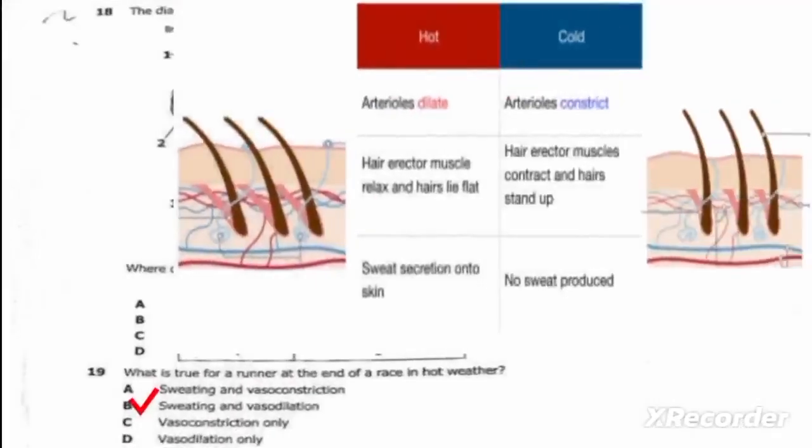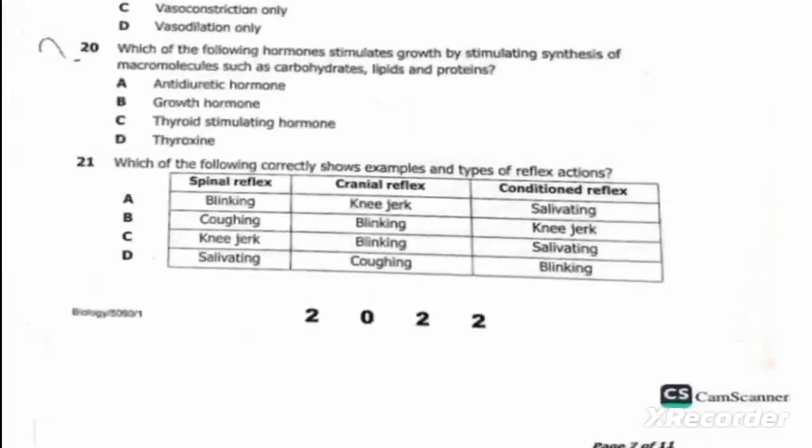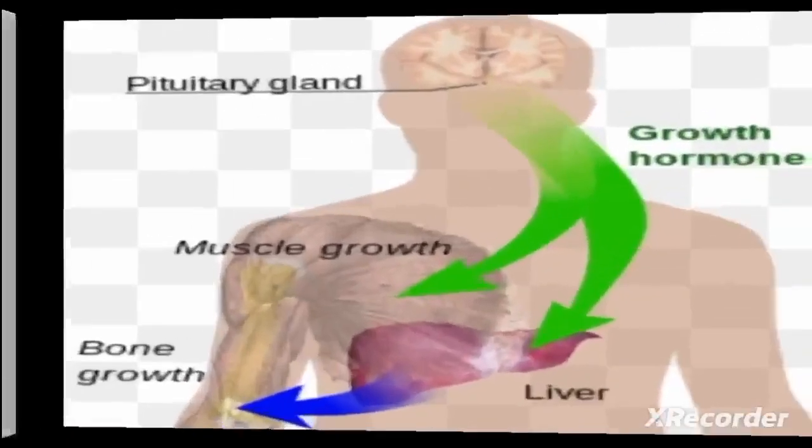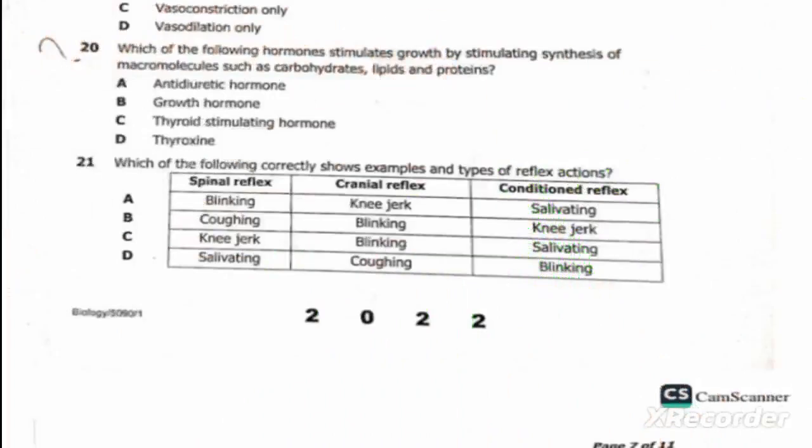We shift to the next question, which is question 20. The question reads, which of the following hormones stimulates growth by stimulating synthesis of macromolecules such as carbohydrates, lipids, and proteins? A. Antidiuretic hormone. B. Growth hormone. C. Thyroid stimulating hormone. D. Thyroxine. Growth hormone is the one that is responsible for growth, so our correct answer is growth hormone.